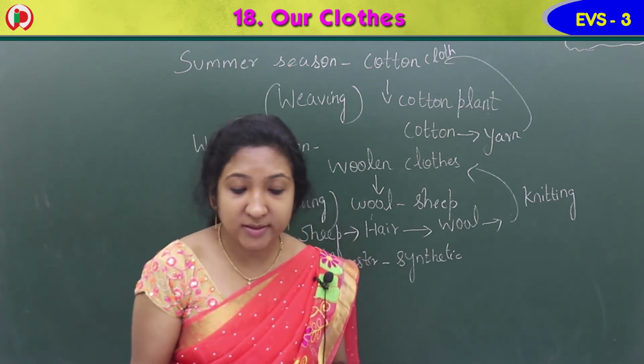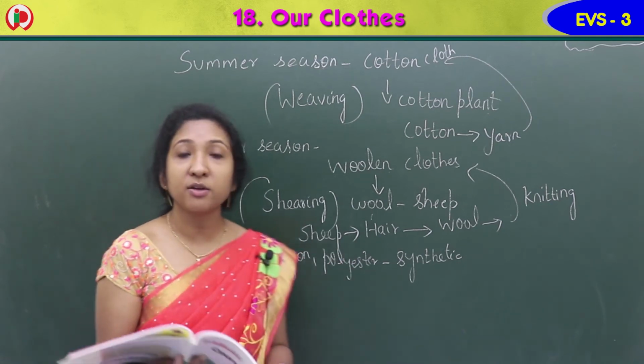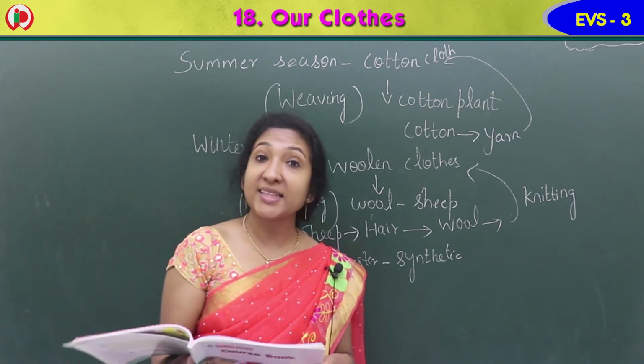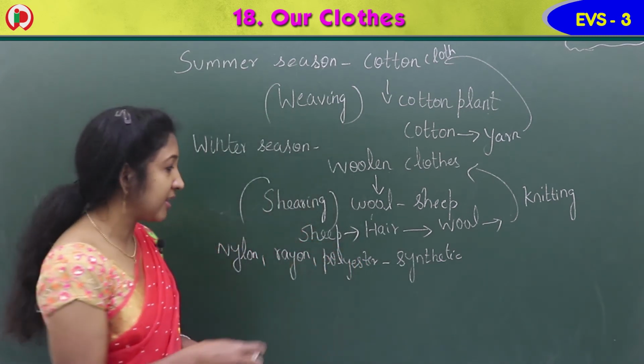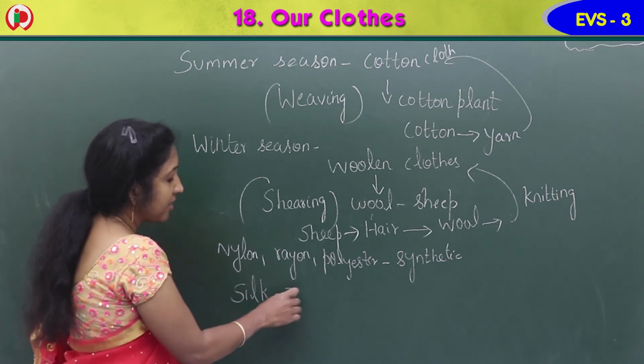We wear clothes according to the season. According to different seasons, we wear different clothes. We get wool from sheep. We get silk from silkworms. Silk clothes, isn't it? So we get silk from silkworm.